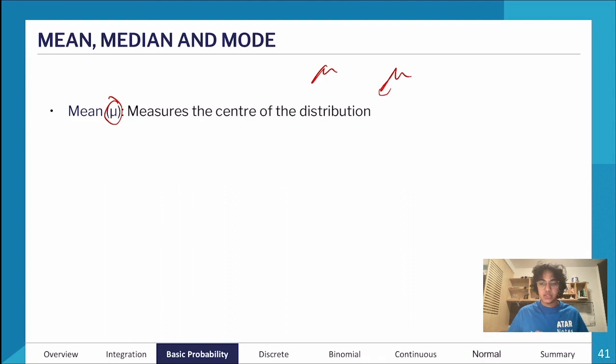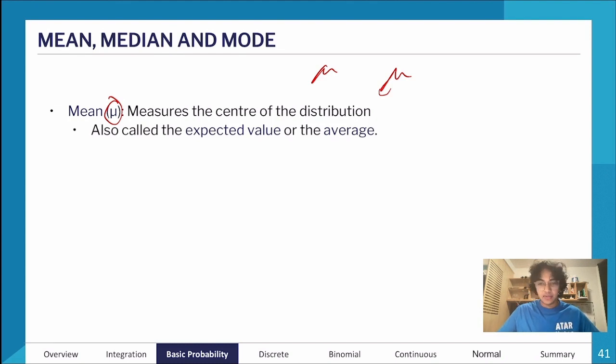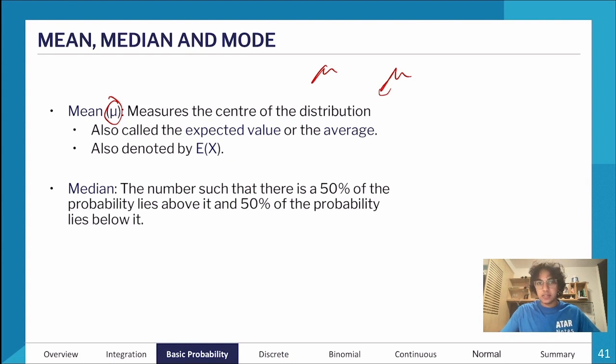So the mean measures the center of the distribution, and it's also known as the expected value. Hopefully this rings a bell to an integration technique that we talked about earlier, or the average value of a function. When we talk about continuous probability, this can be pretty important, so keep that in mind. It's also denoted by E of x, and E of x just means the expected value of x, because the average and the expectation are about the same.